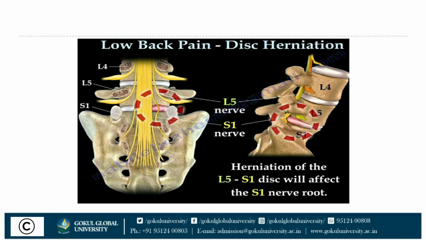This is the picture which is showing low back pain with disc herniation. The commonest level of disc prolapse is between L4-L5 in the lumbar spine and C5-C6 in the cervical spine. In the lumbar spine, it is uncommon above the L3-L4 level. Herniation of the L5-S1 disc will affect the S1 roots, as per the diagram.